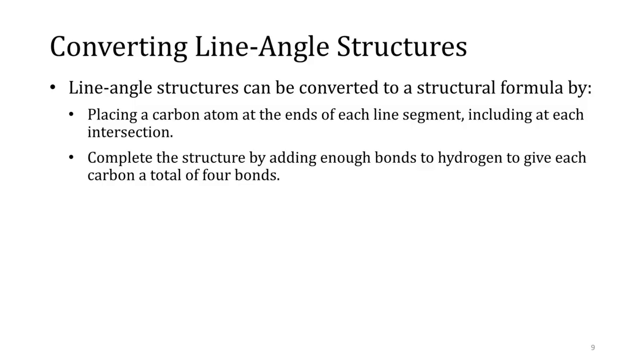Now, line angle structures can be converted to structural formulas by placing the carbon atom at the ends of each line segment and included at each intersection. And we complete the structure by adding bonds to hydrogen to give each carbon a total of 4 bonds. So we can take the line angle structure and build out a structural formula this way if you like.